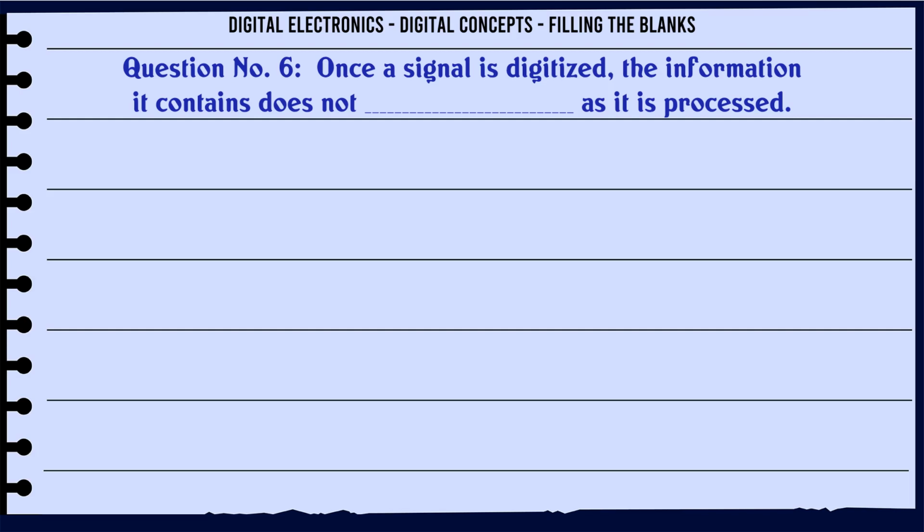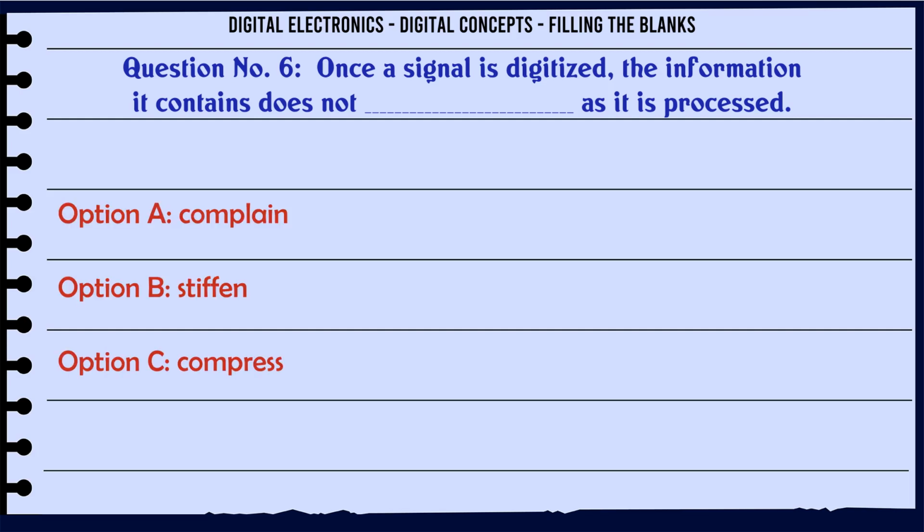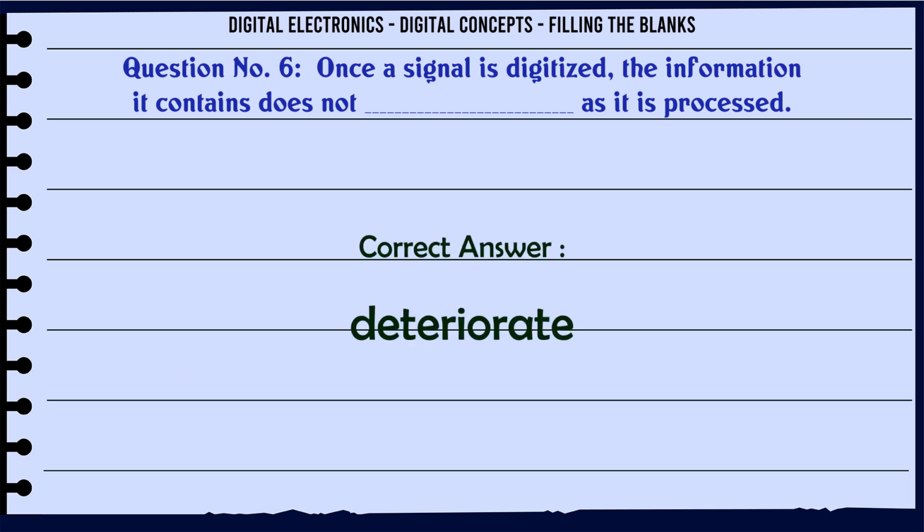Once a signal is digitized, the information it contains does not as it is processed. A. Complain, B. stiffen, C. compress, D. deteriorate. The correct answer is deteriorate.